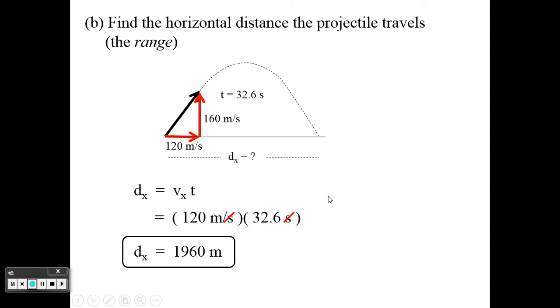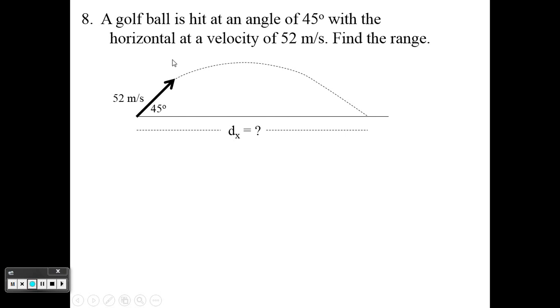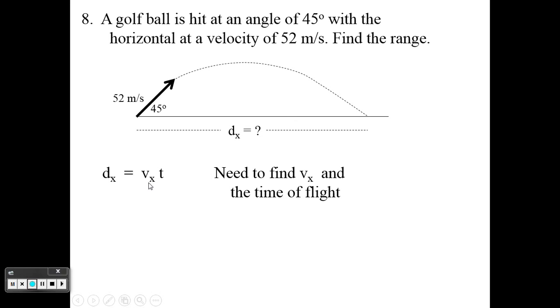Okay, one more example to do. Example number 8. A golf ball is hit at an angle of 45 degrees with the horizontal at a velocity of 52 meters per second. Find the range. It turns out we have a number of things to do in this problem. I'm going to end up using d equals v times t to find my horizontal range. But I know neither v sub x nor the time of flight. So I need to determine each of these.